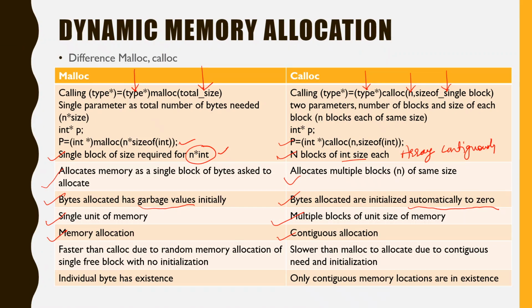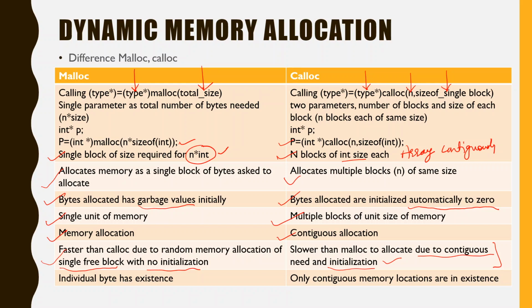Now you can also see malloc is faster than calloc because it only needs to give a single free block, and there is no initialization, so it is faster. And calloc is slower than malloc because it gives contiguous memory allocation, so it also requires initialization. These extra steps make it a bit slower than malloc.